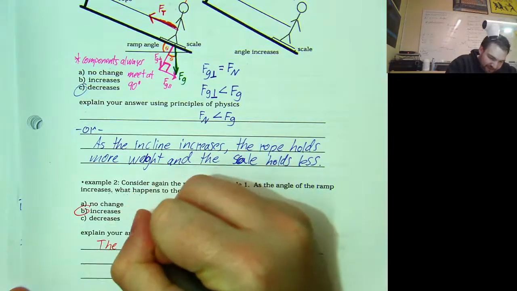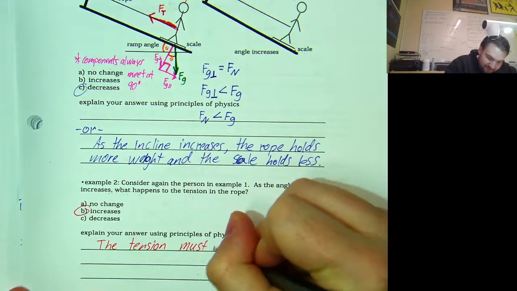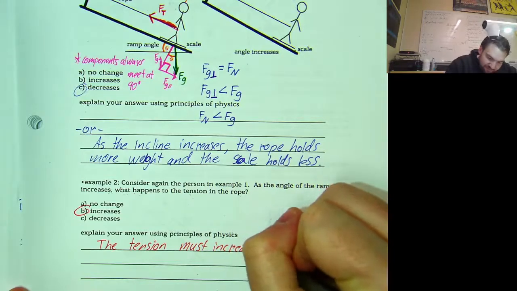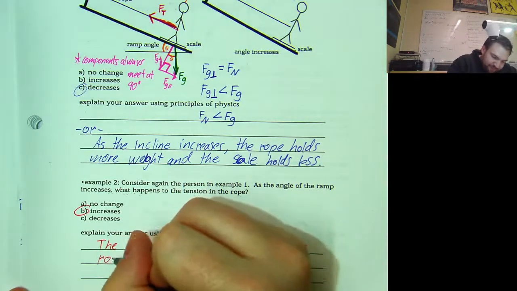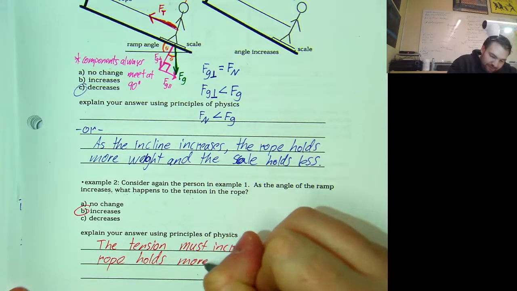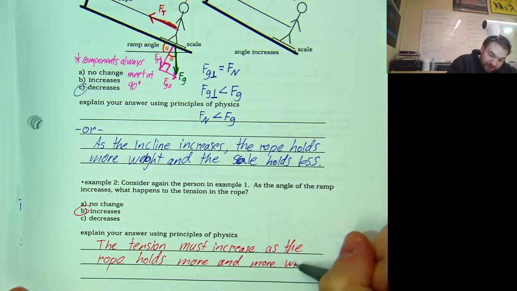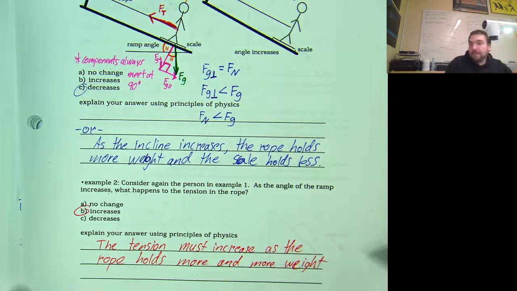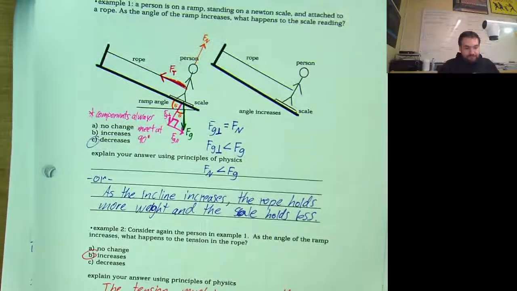You can argue it. The tension must increase as the rope holds more and more weight. So it's this trade-off here between the scale and the rope compensating for the FG on this guy. Flip the page.